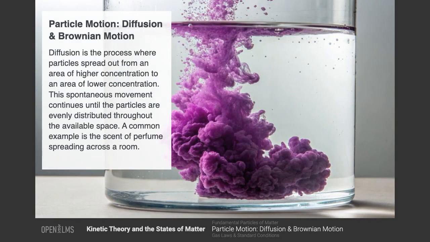Particle motion, diffusion and Brownian motion. Diffusion is the process where particles spread out from an area of higher concentration to an area of lower concentration. This spontaneous movement continues until the particles are evenly distributed throughout the available space. A common example is the scent of perfume spreading across a room.